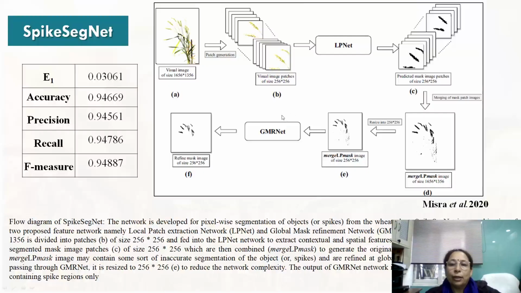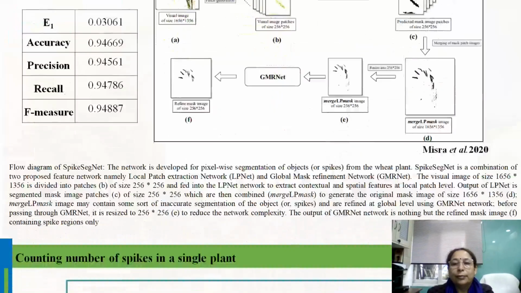Then another model has been devised on top of it, which is our global mask refinement network. In this, the masks are refined and then converted back into a single image. You can see that this way the network is learning through a series of events. When we applied this model for the identification of spikes, we got almost 95% accuracy for our SpikeSegment model.